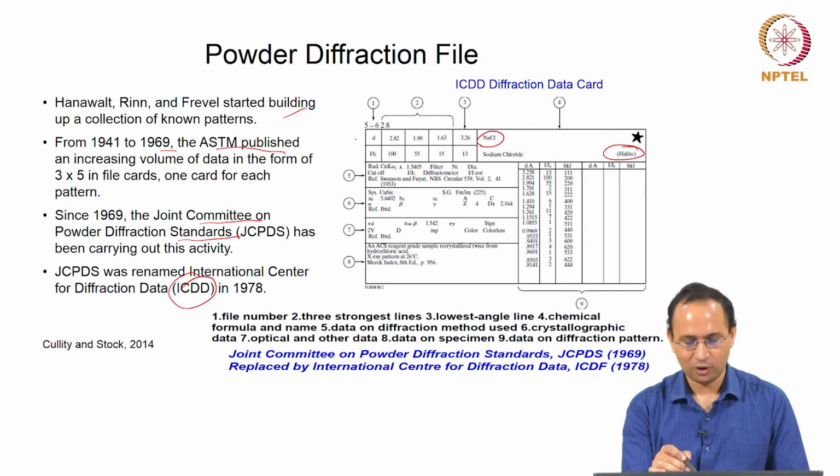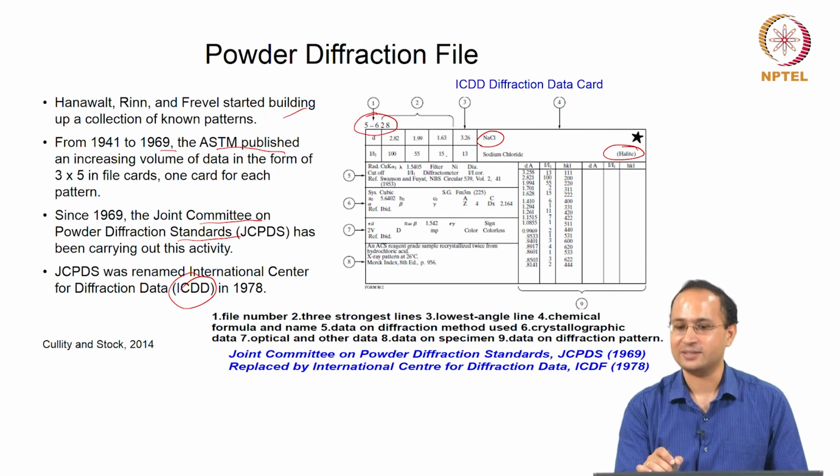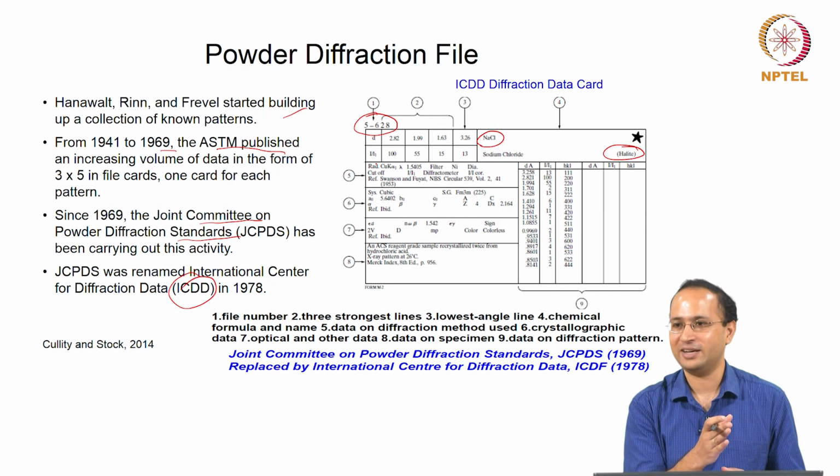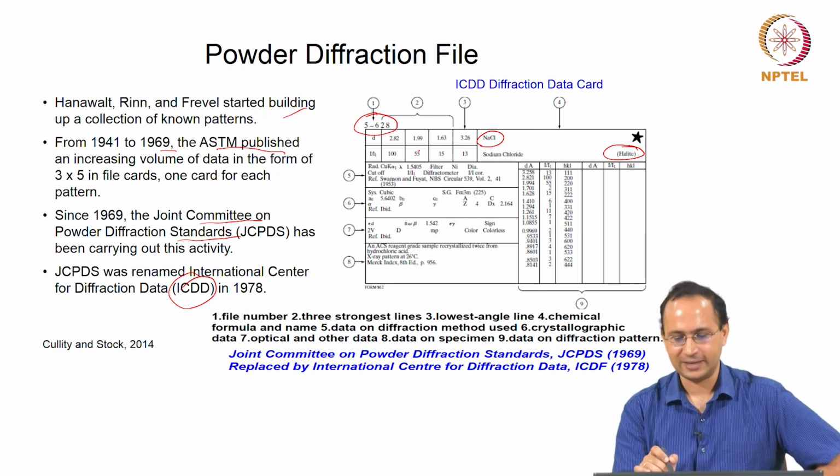You see there are a lot of things. You have a diffraction file number, which is very important, a unique file number. Then the 3 strongest lines. Strongest line means that from a diffraction pattern you can get relative intensities, and the strongest one you can define as 100%, then normalize the rest. So, these are the 3 strongest lines. Lowest angle line, so it has a lot of information you can check.